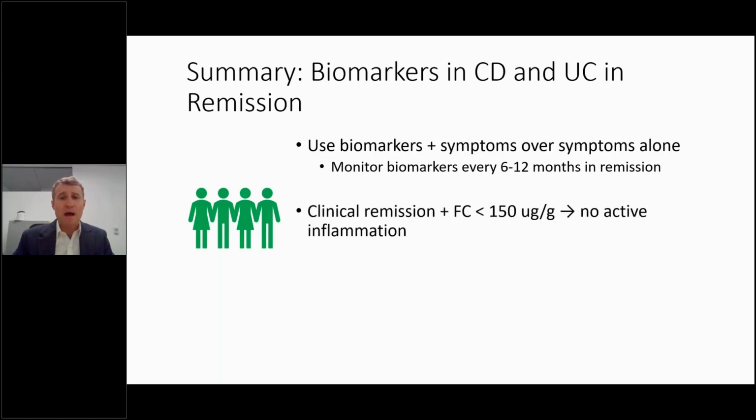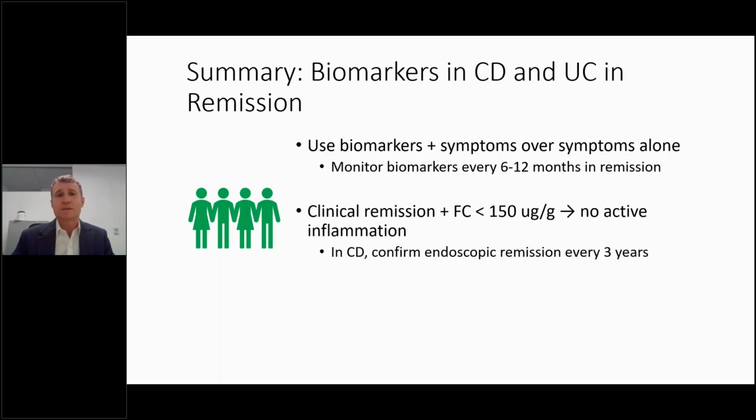If we check that biomarker, and in particular fecal calprotectin, and the level is less than 150 micrograms per gram, we can safely presume, based on the available data, that there is no clinically significant underlying active inflammation, and thereby we can actually obviate the need for an endoscopic or radiographic examination in these individuals.